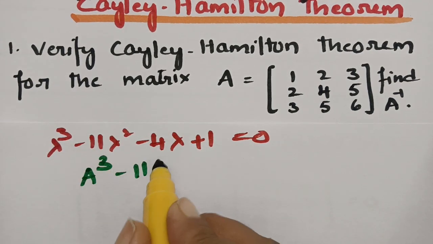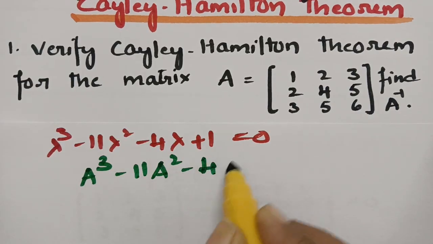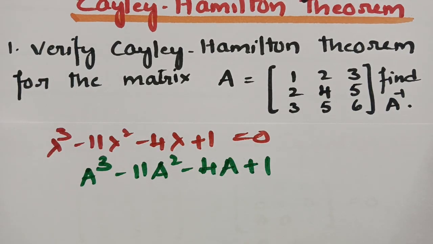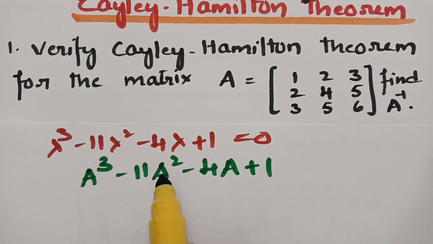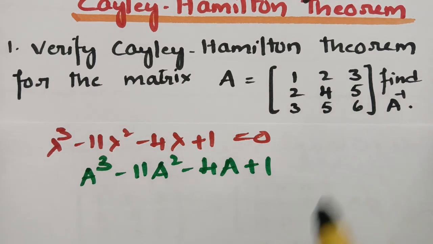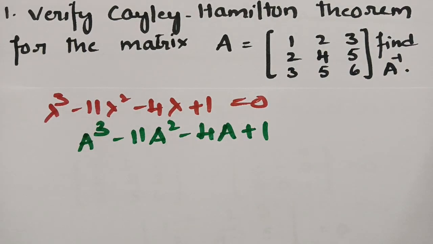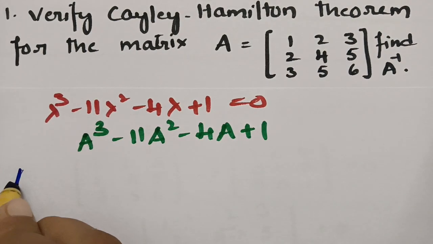So A cube minus 11A square minus 4A plus 1. I'll calculate this one and see whether it is going to become 0 or not. If it becomes 0, then the square matrix satisfies its characteristic equation. See here, what is our A cube? We don't know A cube and we don't know A square, so I'm going to calculate A square first. A square value is also very easy.